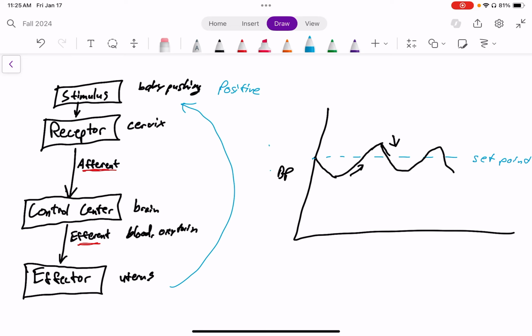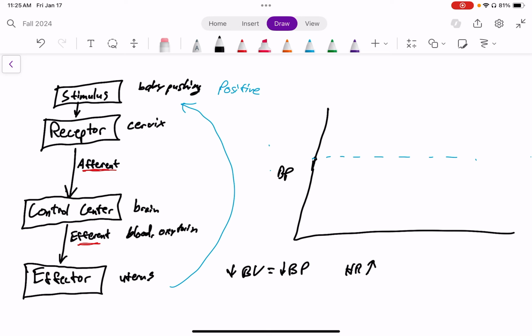Now, this could also happen unintentionally with blood pressure, where you have the set point, and say this time instead of just a water deficiency, which your body can handle, say you got your leg chopped off, right? And so what happens is blood volume decreases, and with that, so does blood pressure. Your body tries to fix this, and so it increases the heart rate, because as heart rate increases, blood pressure should increase.